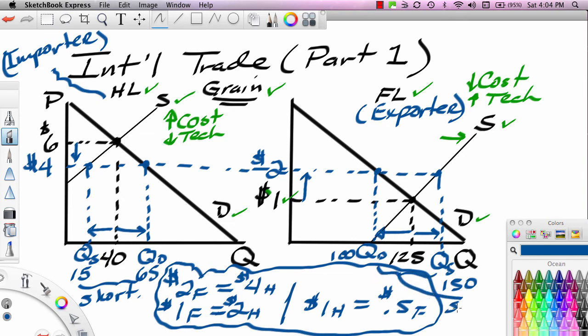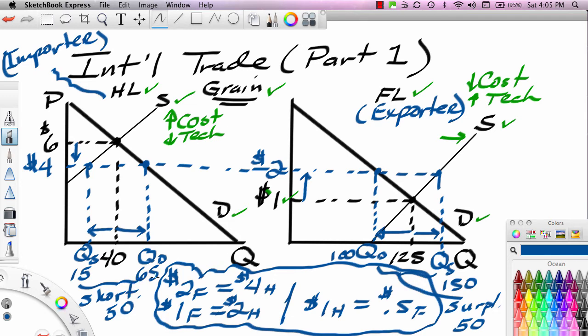a surplus. So I'm sorry for the clutter here, but the surplus will be the difference between the quantity supplied and the quantity demanded, and that surplus will be 50. And guess what? This shortage over here is 50, so I've worked it out to be even. So the exporter will produce 50 more than it demands, and by doing that, it will have enough to export and meet the deficit or the shortage that's in Hillland.